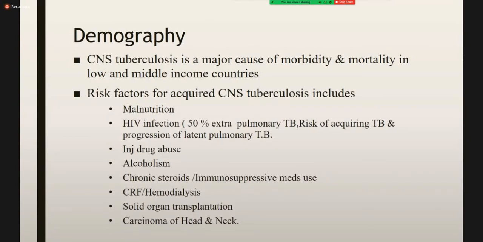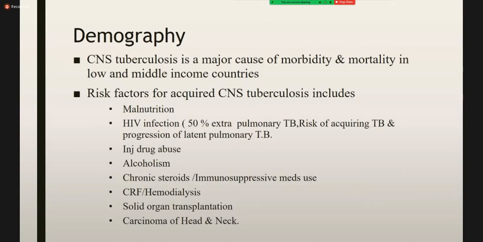In HIV-infected patients, it has been seen that there is a 50% chance of developing extrapulmonary tuberculosis, and also a risk of acquiring tuberculosis and even progression of latent pulmonary tuberculosis. In IV drug abusers, in alcoholics, in patients on chronic steroid or immunosuppressive therapies, and in patients on chronic hemodialysis and chronic renal failure, they are more prone to develop CNS tuberculosis.